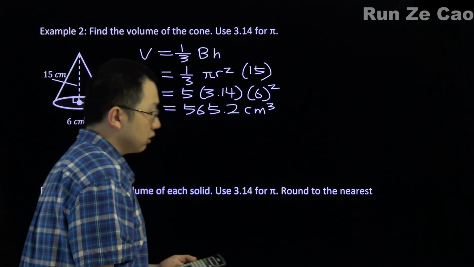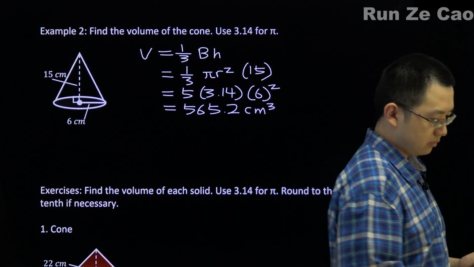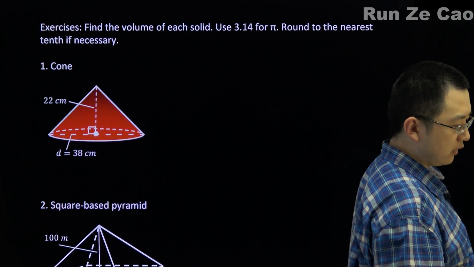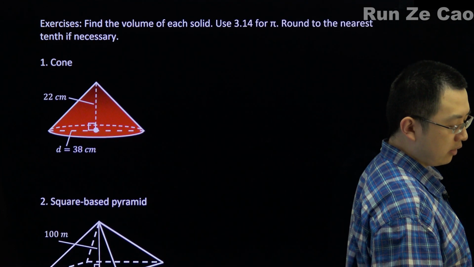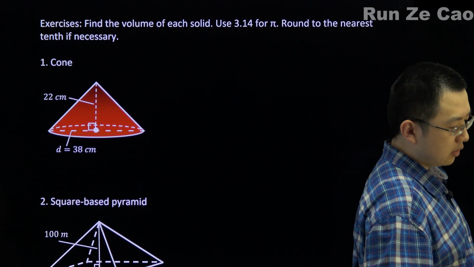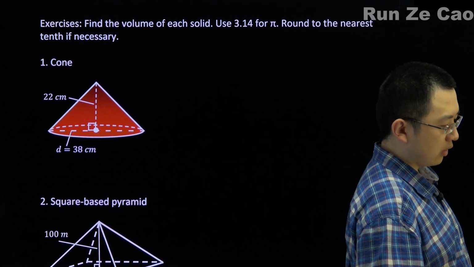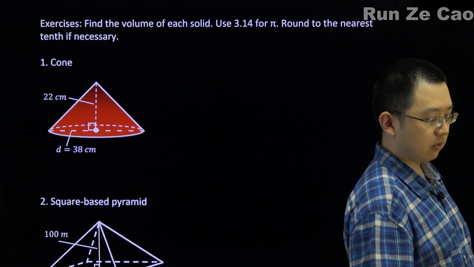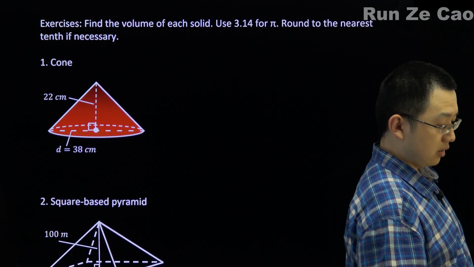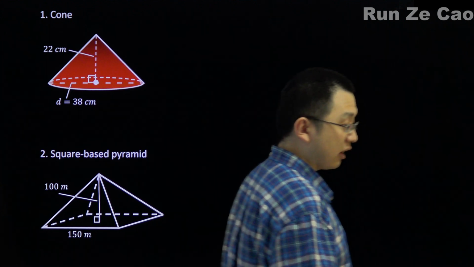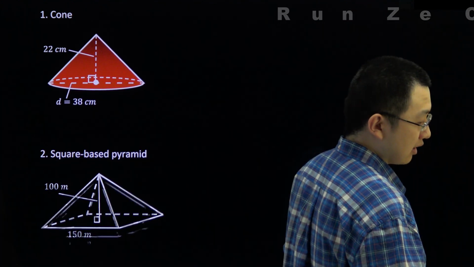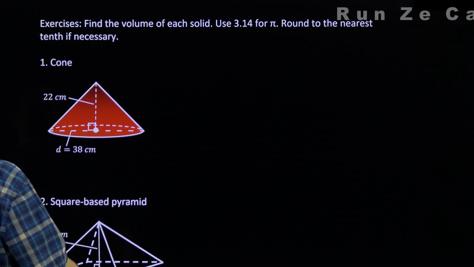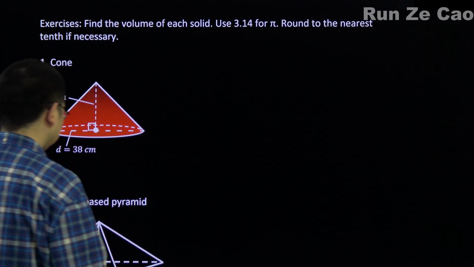So this is the volume of the cone. Exercises. Find the volume of each solid. Use 3.14 for pi. Round to the nearest tenth if necessary. Well, this is a cone, as the diagram suggests pretty clearly. Yeah, the square-based pyramid is really the one that needed to be clarified and named, because, well, it could have been rectangular, right?